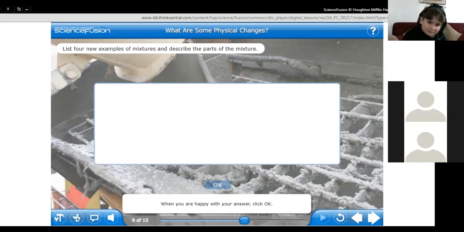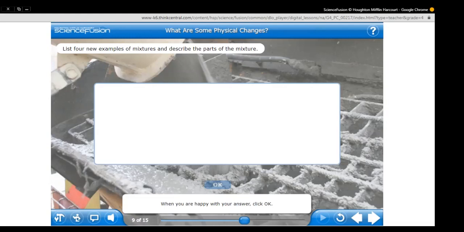Abdul Mohsen, I need 4 examples of mixtures. Mud. Mud is a mixture. Okay, sand and water, guys. What do you think? Because sand and water make mud. Okay, what else? Lemon juice, lemonade. Okay. What else?